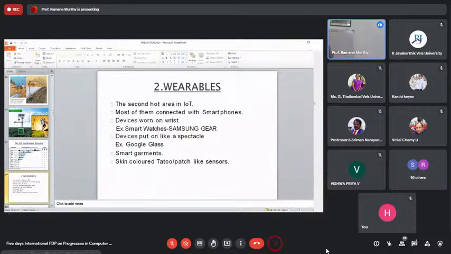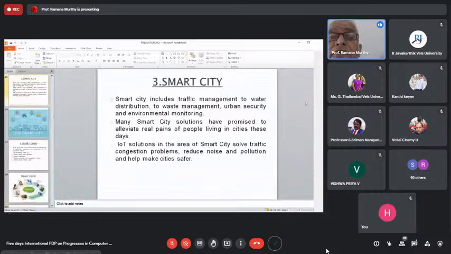Now, wearables. What is it actually? The second hot wave of IoT after the smart house is devices connected with smartphones. Devices worn on the wrist, such as smartwatches, the Samsung Gear. Devices put on like spectacles, such as Google Glass. Smart garments, like skin-color tattoos and patch-like sensors. All these come under what are called wearables.